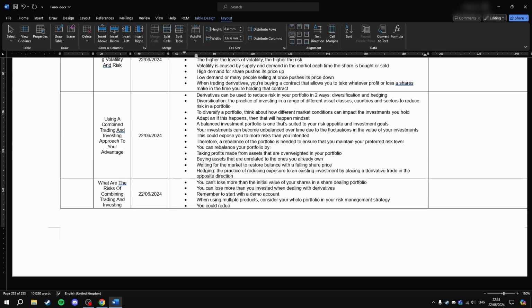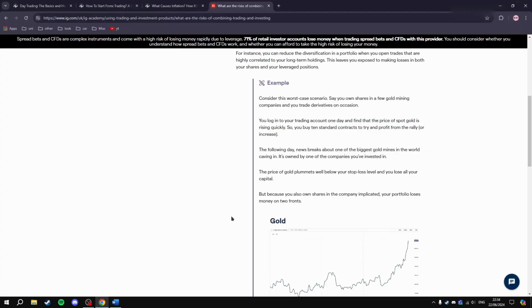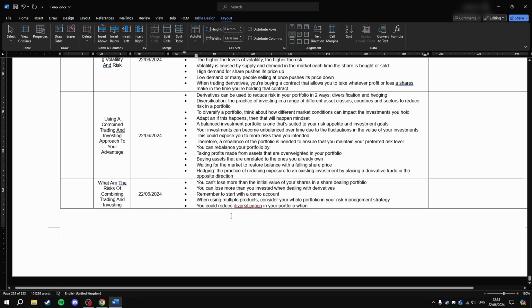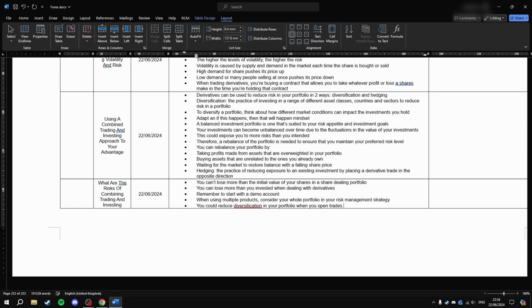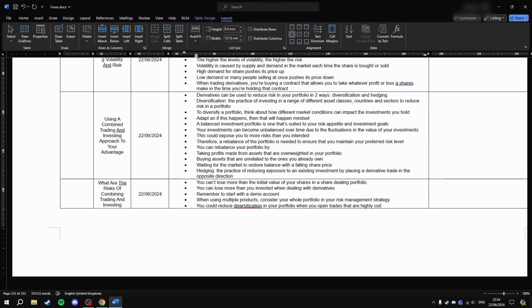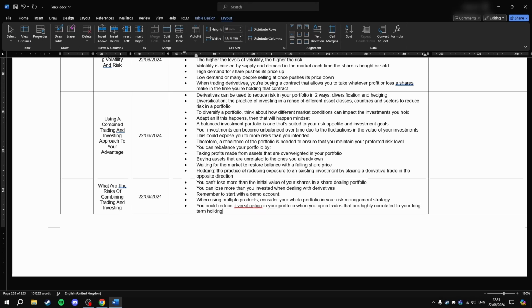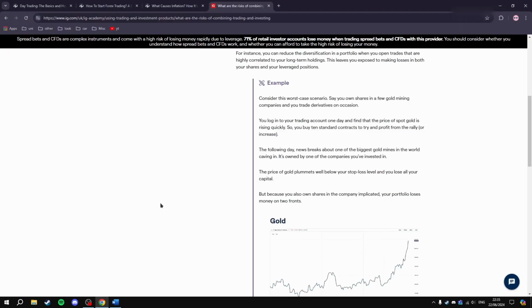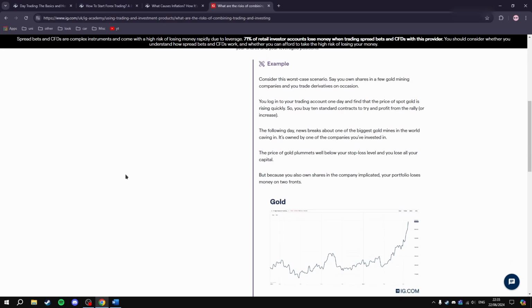You could reduce diversification in your portfolio when you open trades that are highly correlated to your long-term holdings. This leaves you exposed to making losses in both your shares and your leveraged positions.